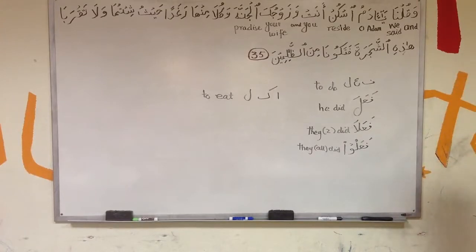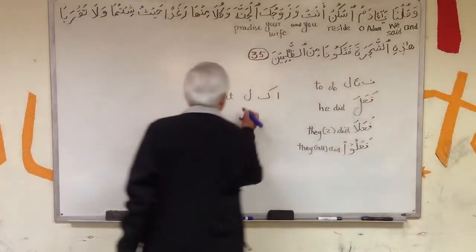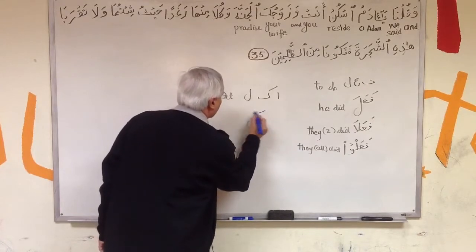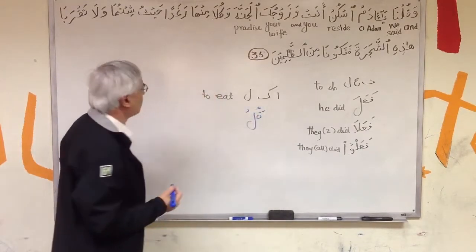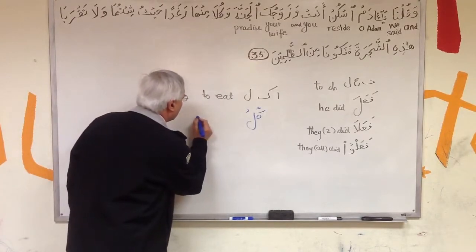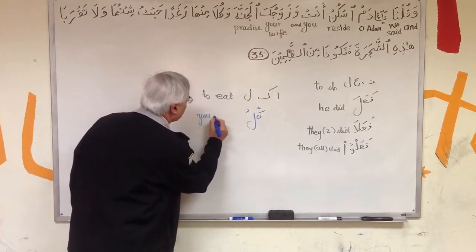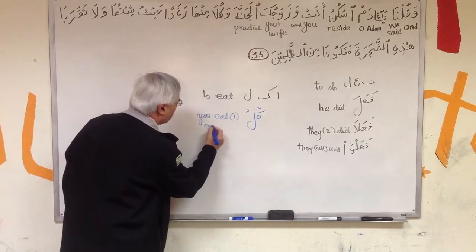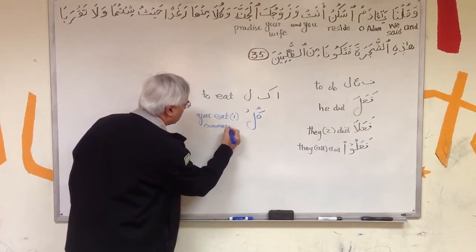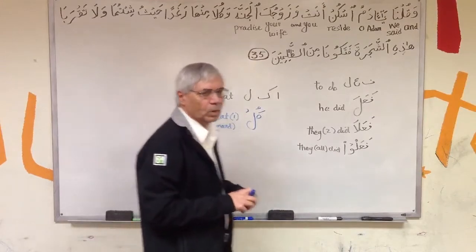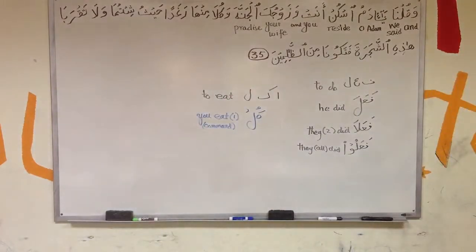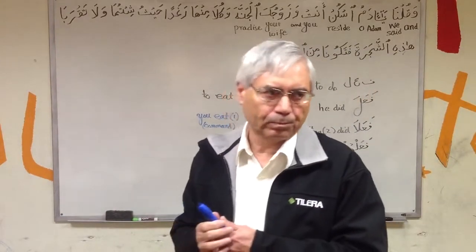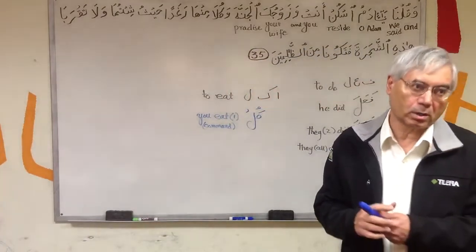So, here, from here we create a word, kul. Kul means you eat. It's a command. You eat for 1 person. It's a command. You eat. If you tell 1 person, go and eat, you will say kul. Okay? It's an instruction, it's a command, it's an order. Okay?